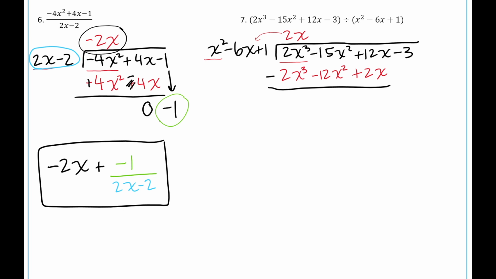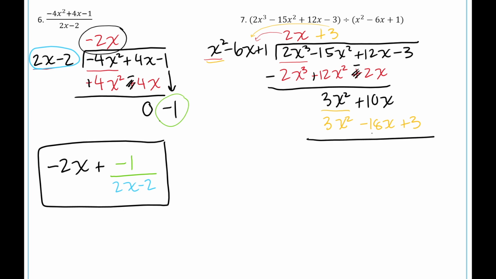Time to subtract. I have 0. Oh, gotta change my signs. 0 plus 3x squared plus 10x. Okay, don't need my 0 there, or the plus. All right, time to start over. X squared dividing 3x squared is just 3. 3 times my polynomial on the outside, I'll have 3x squared minus 18x plus 3.